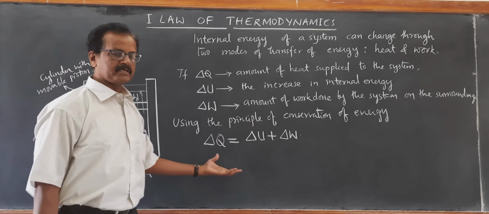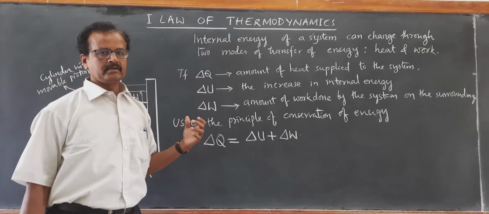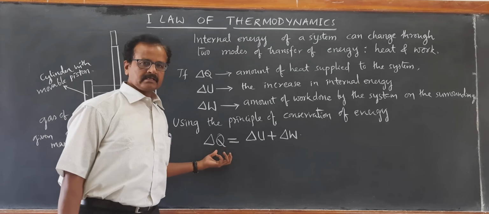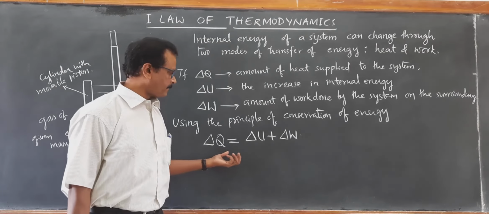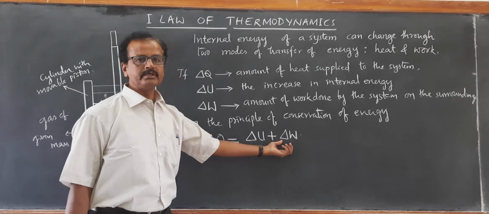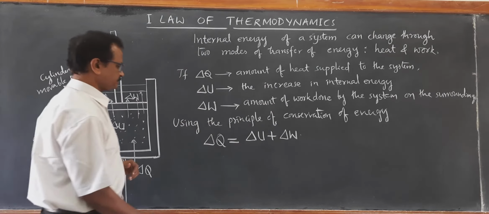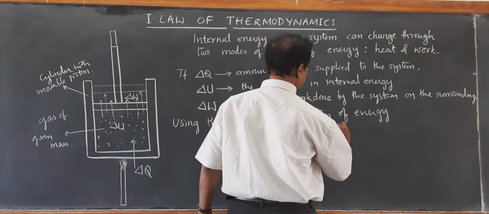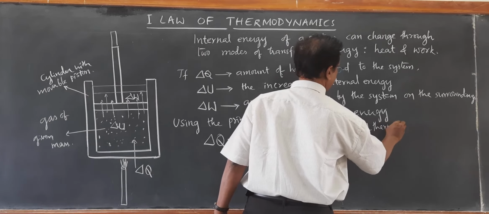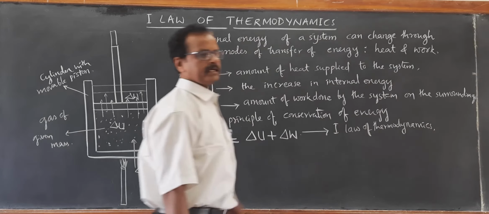The first law of thermodynamics is stated like this: if a certain amount of heat is supplied to a system of gas, then this supplied heat energy partly goes in increasing the internal energy and partly it is utilized in doing work on the surroundings. So that becomes the first law of thermodynamics. This is called the equation for the first law of thermodynamics. So we can write the statement now.